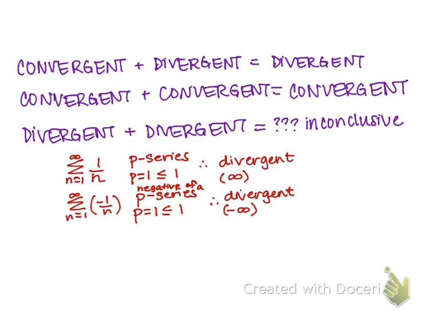But if we consider the sum of those, 1 over n plus negative 1 over n, well, then we're going to get 0. But you should logically also be able to conclude that if we had two series that both diverge to positive infinity, we would get infinity here. So divergent plus divergent is inconclusive. You're going to have to do further investigation to draw a conclusion.